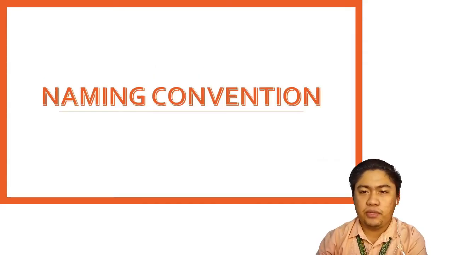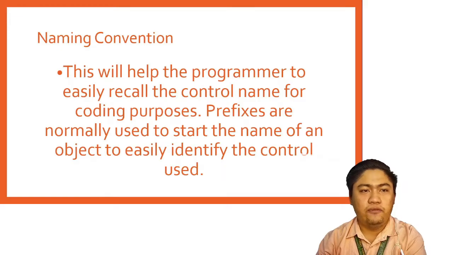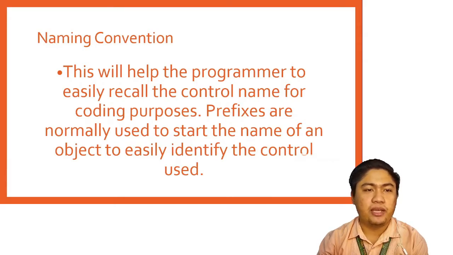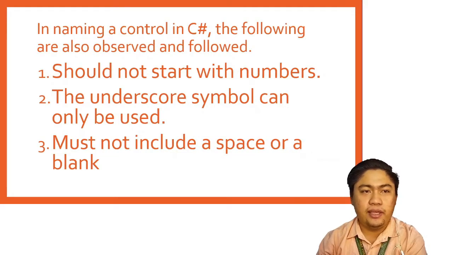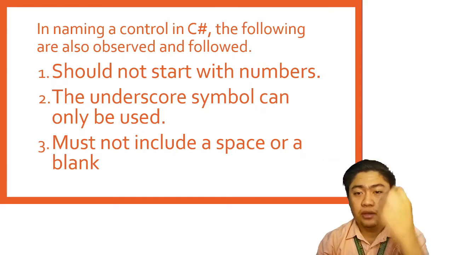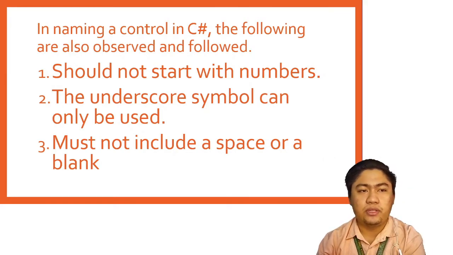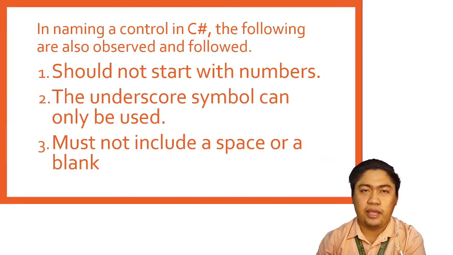And let's proceed with the naming convention. Naming convention will help the programmer to easily recall the control name for coding purposes. Prefixes are normally used to start the name of an object to easily identify the controls used. Now, in naming a control in C#, the following are also observed and followed. Number 1 should not start with the numbers. Second one, the underscore symbol can only be used. Third one, must not include a space or a blank.